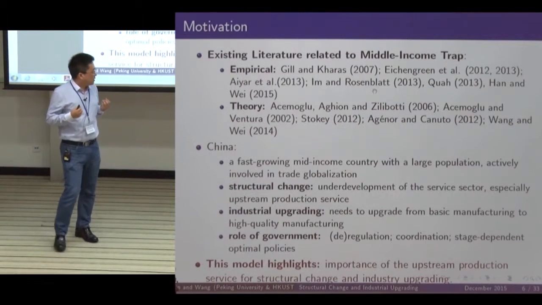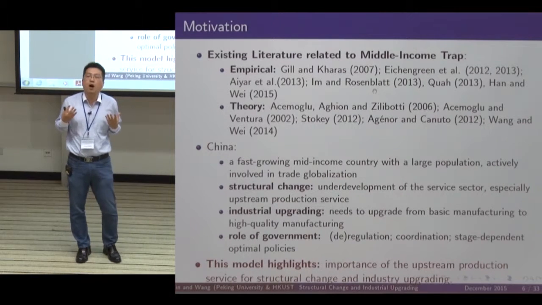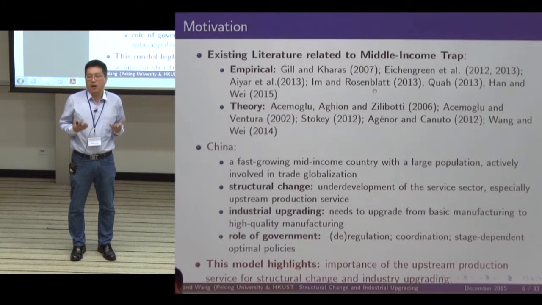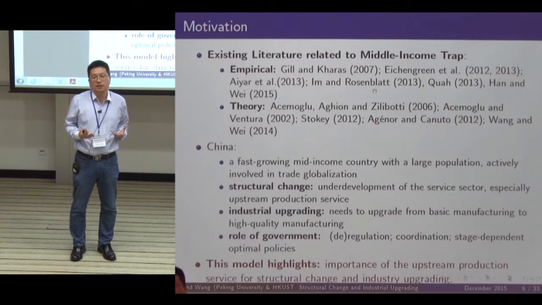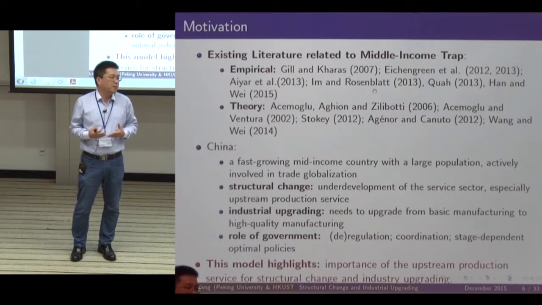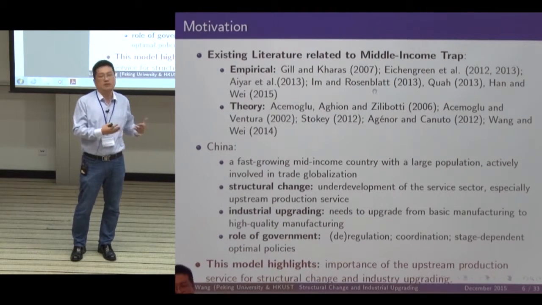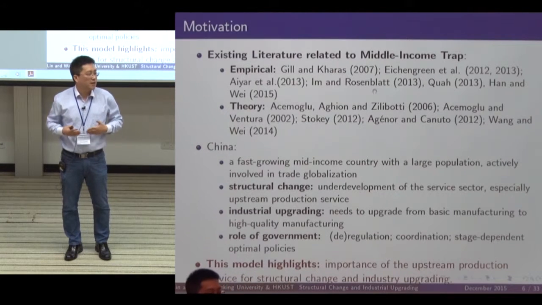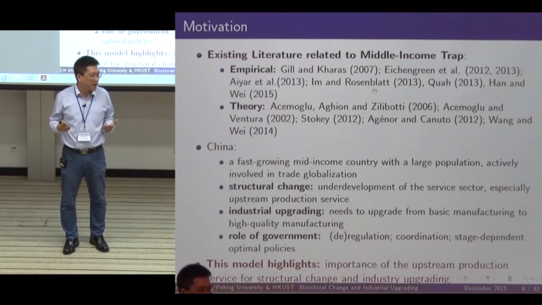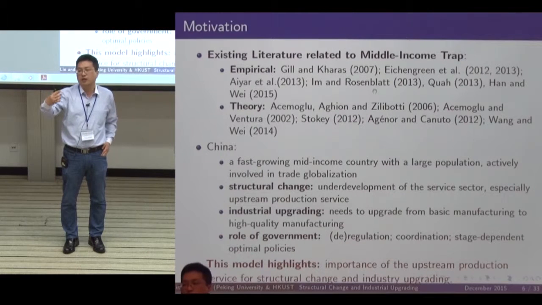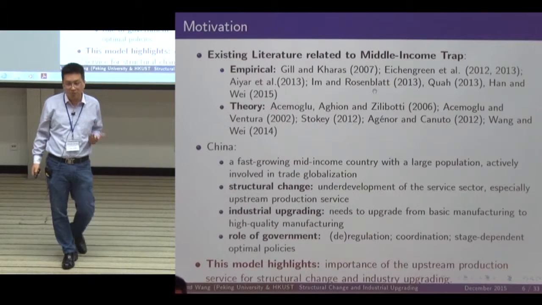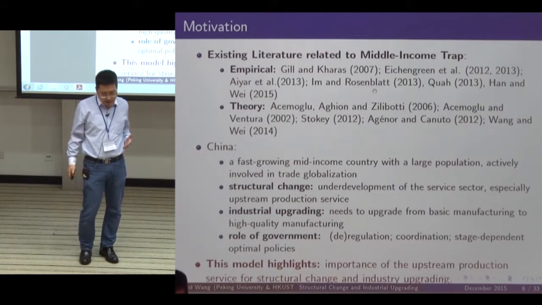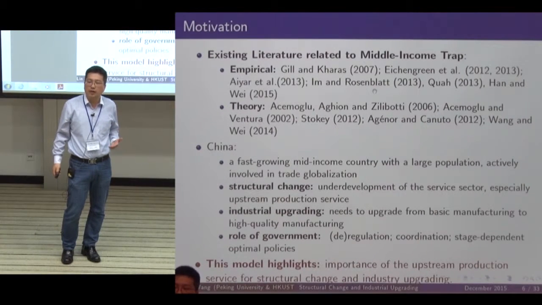So in today's talk, we try to construct a model to show that the entry barrier to production service could be a very important growth binding constraint for middle-income countries, but it might not be that binding or important for countries at a lower development stage. So the importance of production service increases as a country's GDP per capita increases. The policy implication is that if the entry barrier to upstream production service continues to be that high, that might really hurt the probability of convergence for the corresponding middle-income country. This is the key message we try to deliver. Here we also show that because of the existence of pecuniary externality, the market equilibrium is not necessarily efficient, so there is some potential role for welfare-enhancing government intervention.